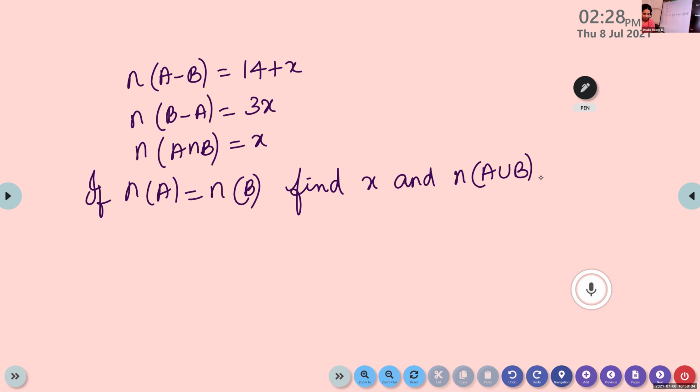A and B are two sets such that n of A minus B is 14 plus x, n of B minus A is 3x, and n of A intersection B is x. Draw a Venn diagram to illustrate this information. If n of A is equal to n of B, find the value of x and n of A union B.